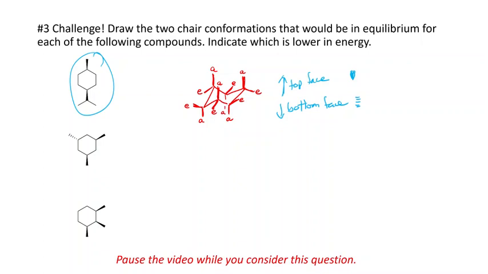Now watch this. In the top face, if we go around the ring, look how it goes. Axial, equatorial, axial, equatorial, axial, equatorial. Around the ring, axial, equatorial, axial, equatorial, axial, equatorial. Okay, take this first one. We know that we want the biggest group in an equatorial position. That's got to be this isopropyl group. And that means if we go around the top face, every other one, equatorial, axial, equatorial, axial, equatorial, axial, equatorial, that this other group over here is axial. There you go. That's it.